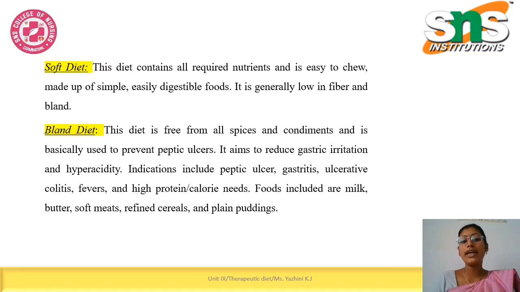Soft and bland diets. Finally, the soft diet includes all essential nutrients. It is easy to chew and low in fiber, and it is also bland to support digestion. The bland diet goes further, avoiding all spices and condiments, to prevent gastric irritation. It is used in conditions like peptic ulcers, gastritis, ulcerative colitis, and during fevers. Foods include milk, butter, soft meats, refined cereals, and plain pudding. These diets reduce irritation while meeting high protein or calorie needs.